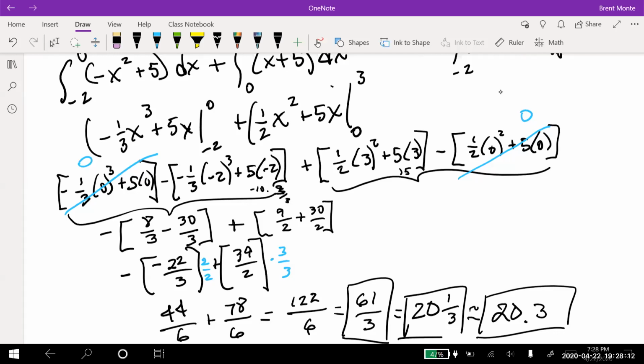So we had negative x squared plus 5. We had x plus 5. So that gives me negative 1/3 x cubed plus 5x, 1/2 x squared plus 5x. Those go to zeros. Negative 8, so 8/3 minus 10, so 30/3, that's minus 10. 9/2 and 15 is 30/2, 39/2. Did anybody see what I did? Negative 22/3, 44/6, and oh, it was my 39 times 3, wasn't it? Good heavens. So I was good all the way to there. 39 times 3. It's just like class.